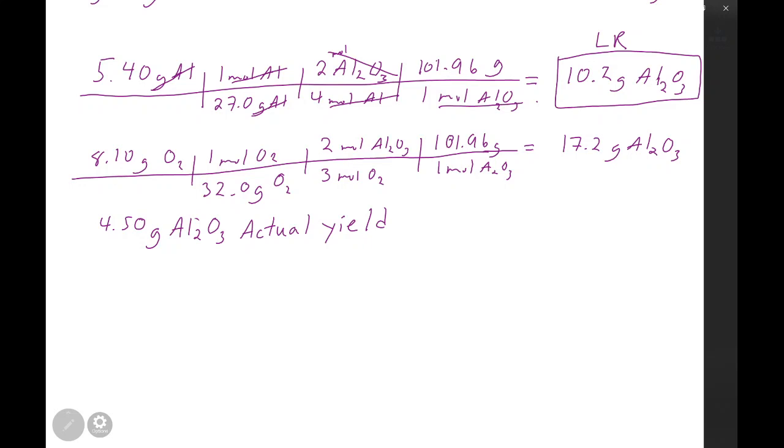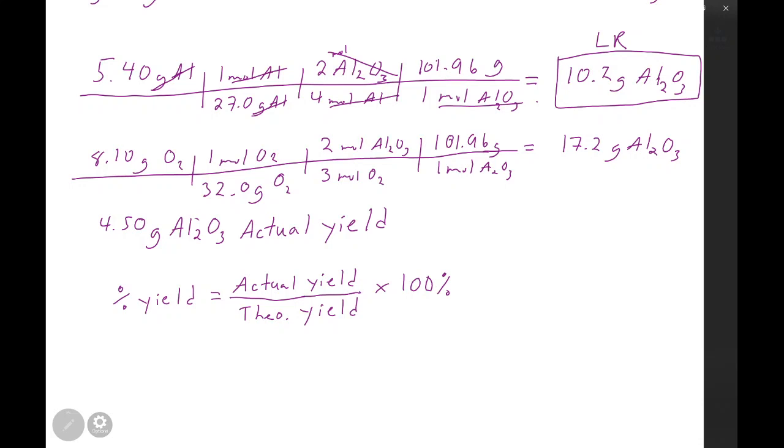Okay, so remember our formula for percent yield is equal to the actual yield over the theoretical, and of course times 100. I like to say 100% just because it looks a little nicer to me.